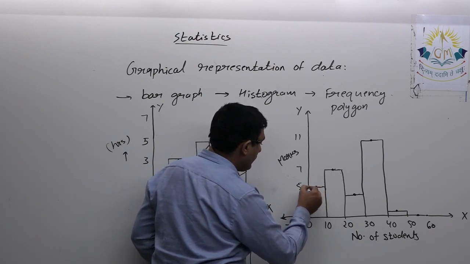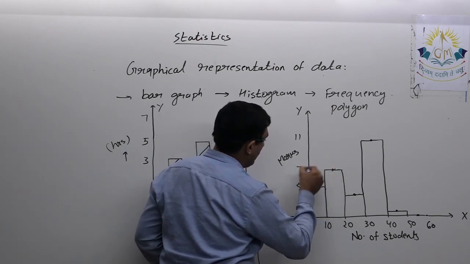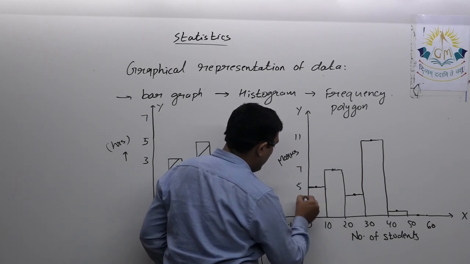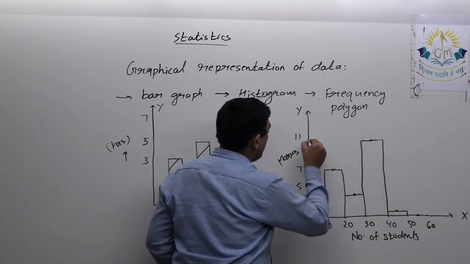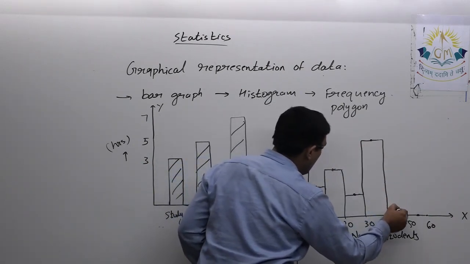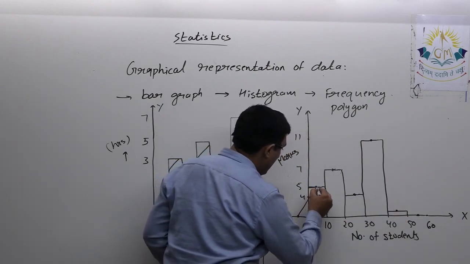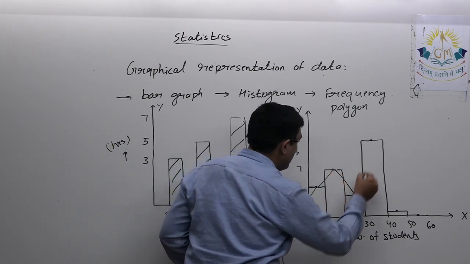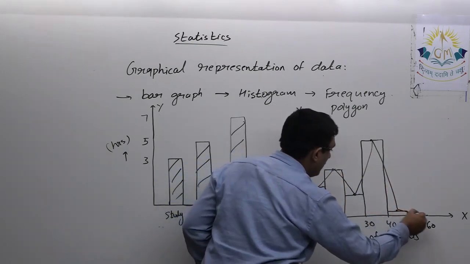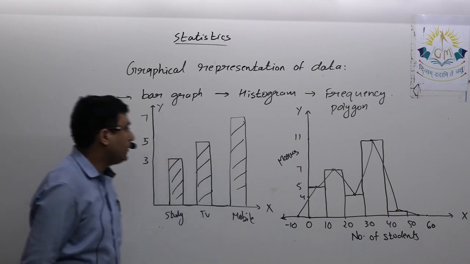This is the class mark with frequency 5. This is the class mark with frequency 7. This is the class mark with frequency 4. This is the class mark with frequency 11. This is the class mark with frequency 1. Now join these points with the help of a scale or ruler and you will get the frequency polygon. So this is the frequency polygon.